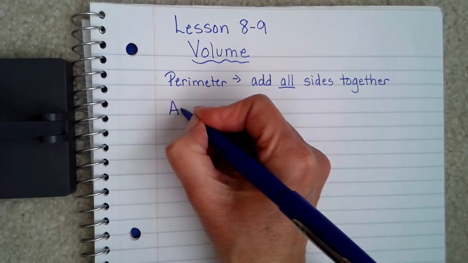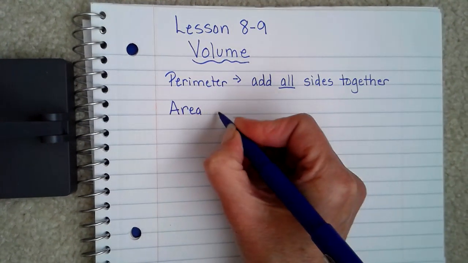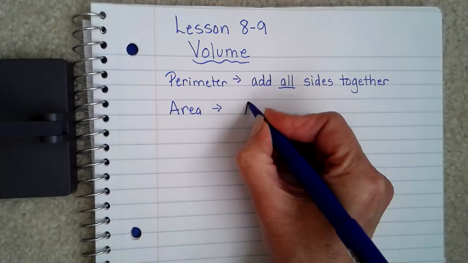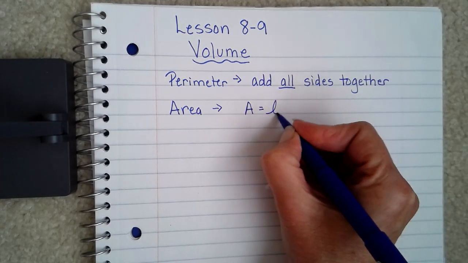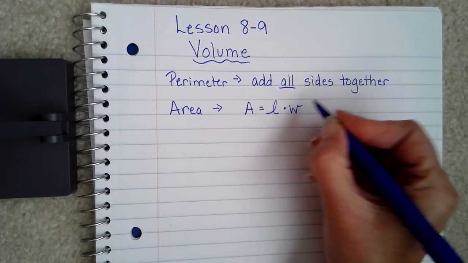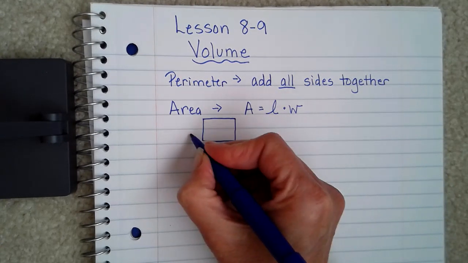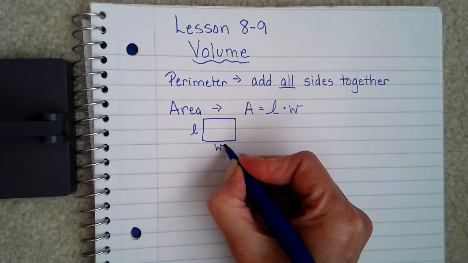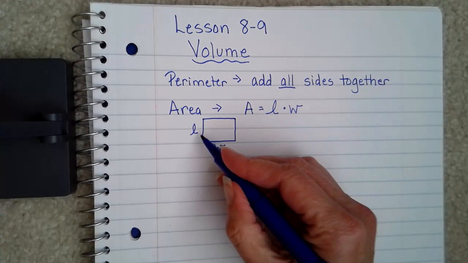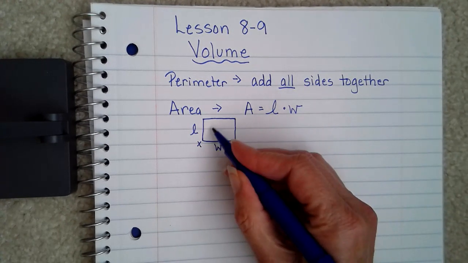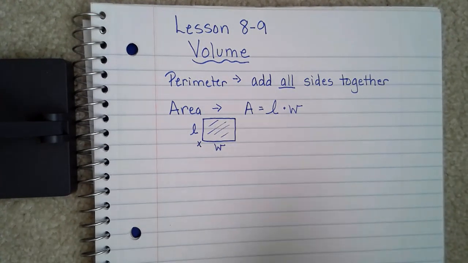Now, to find the area, we talked about the fact that the area equals the length times the width. And we said that in a rectangle, this would be the length, this could be the width. So we would multiply these two together to find the inside area.